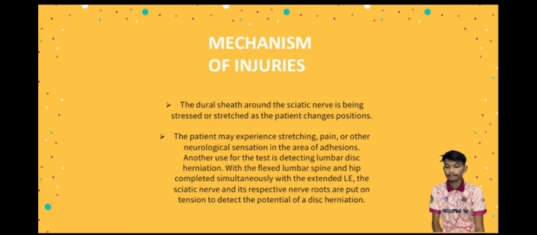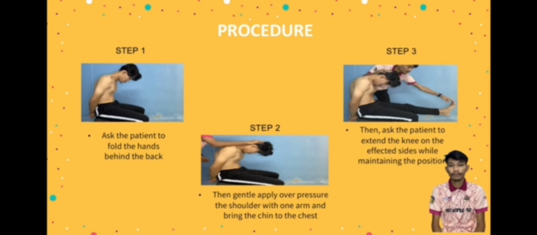The sciatic nerve and its respective nerve roots are put on tension to detect potential disorientation. Next, we move to the procedure of the slump test. The first step is to ask the patient to fold the hands behind the back, to take the hands behind their back.